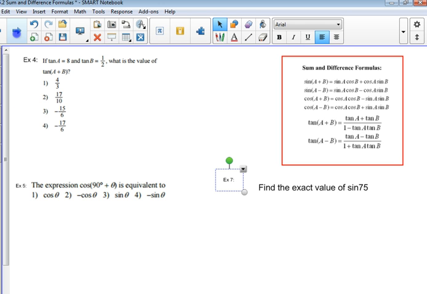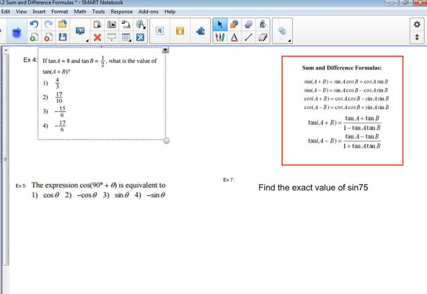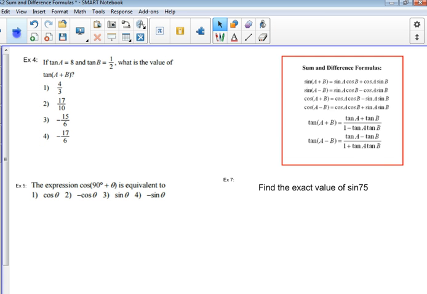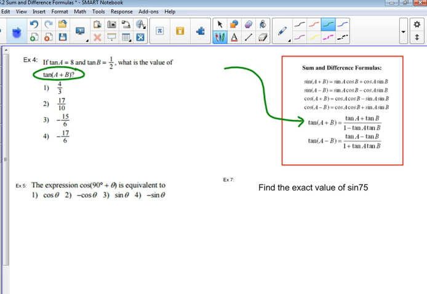Okay, so this is kind of nice. All right, so they give you tan A is 8, tan B is 1/2. What is the value of tan A plus B? Right, as soon as you guys see things added together, it's not just going to be something you can just add. It's coming from one of your formulas.